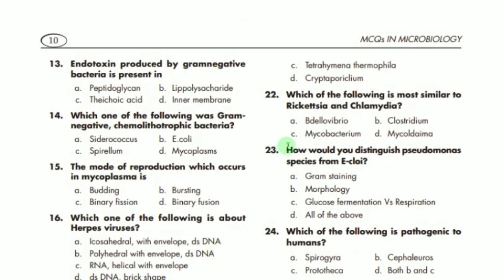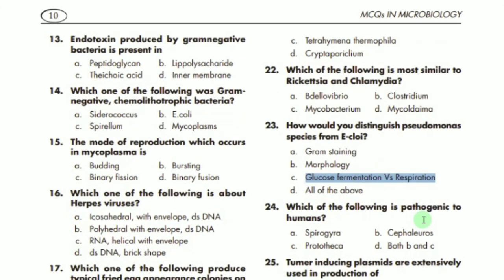MCQs number 22 says that which of the following is most similar to rickettsia and chlamydia. So the bacteria that is most similar to rickettsia and chlamydia is Mycobacterium. C is the correct option. Okay, MCQs number 23 says that how would you distinguish Pseudomonas species from E. coli? So we mostly distinguish Pseudomonas from E. coli by glucose fermentation versus respiration. That's why we can mostly distinguish them by glucose fermentation and respiration.